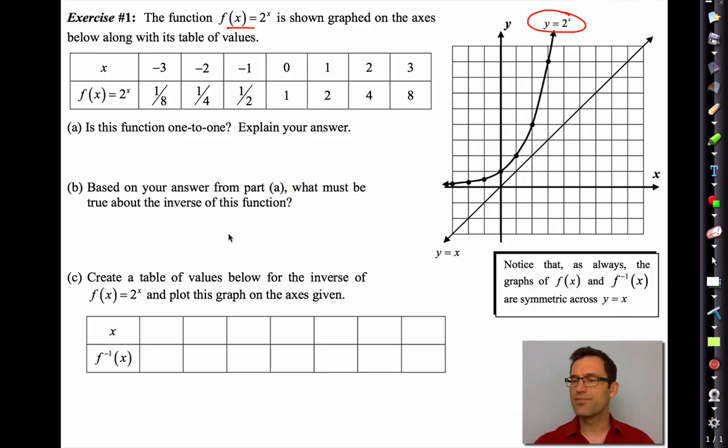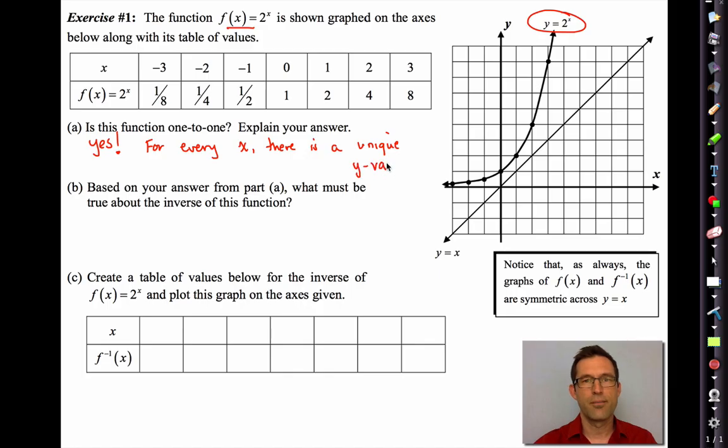And the answer is absolutely yes. Here, I'll even do an exclamation point. For every x, there is a unique y value.